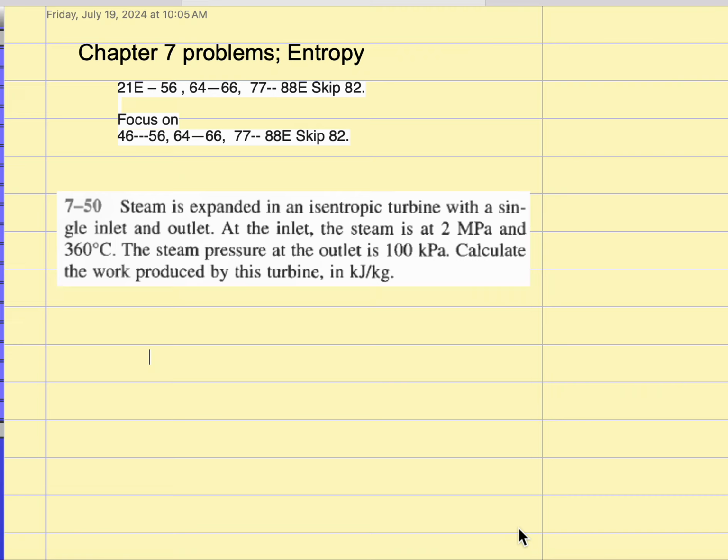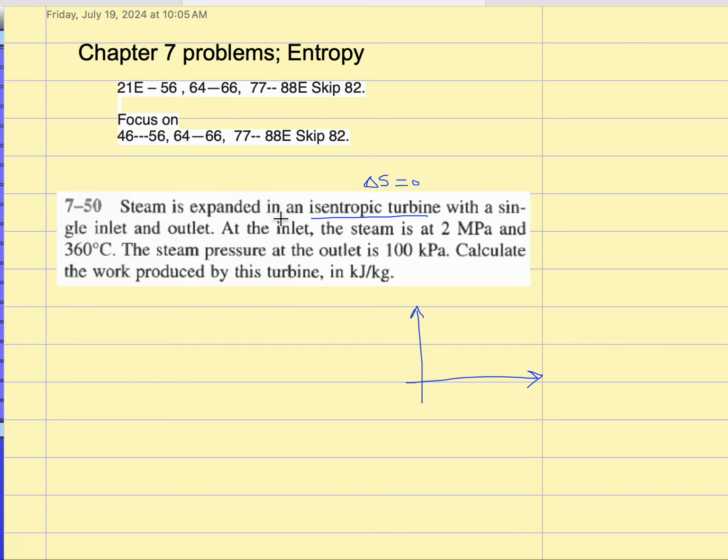This is a question. Let's solve this problem together. So this question says steam is expanded in an isentropic turbine. Isentropic means that delta S is equal to 0, or means the entropy is constant at any state point.